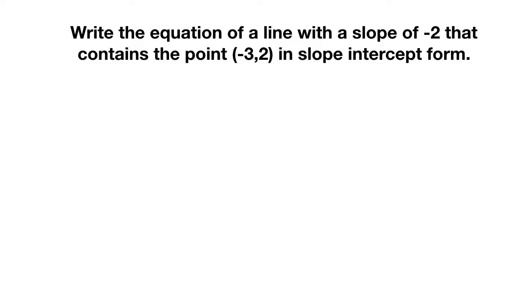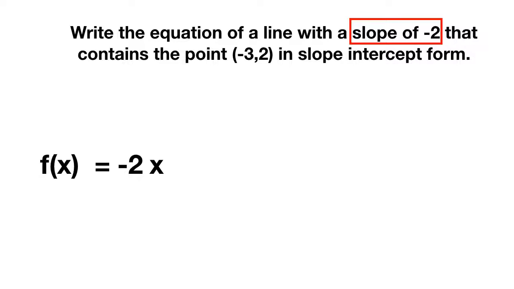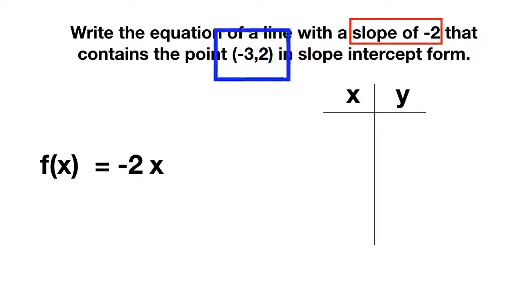Well, we can start by writing f of x equals, and what is the slope of this line? We can see in the problem the slope is negative 2, so our equation is negative 2x. Then we see the point negative 3, 2 is on the line, but that's not our y-intercept. We'll need to use a table of x and y coordinates to find that y-intercept. We can see the first point is negative 3, 2.